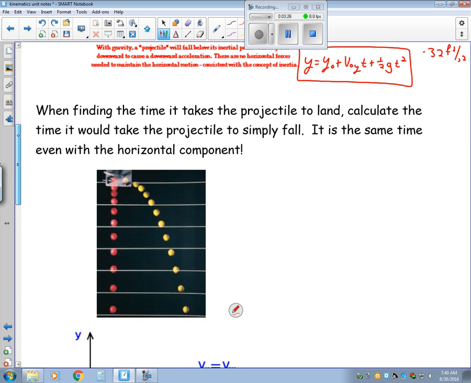One thing that's interesting about projectile motion, the time it takes for a projectile to land is the same as if you would simply drop it. And I have a demonstration piece I'll show you in class, and it's very, very interesting. But this is something that's counterintuitive, but 100% true.